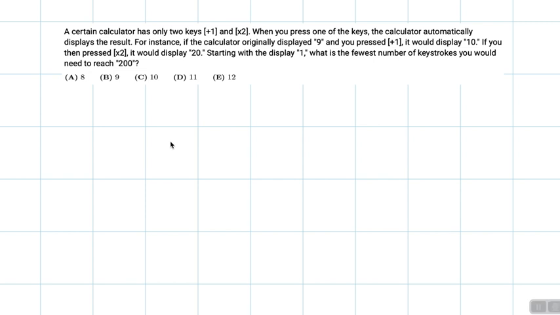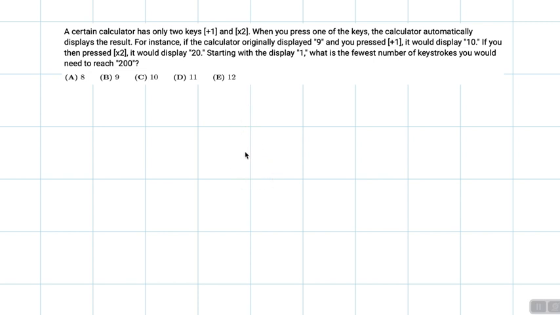A certain calculator has only two keys, +1 and ×2. When you press one of the keys, the calculator automatically displays the result. For instance, if the calculator originally displayed 9 and you pressed +1, it would display 10. If you then pressed ×2, it would display 20. Starting with the display 1, what is the fewest number of keystrokes you would need to reach 200?